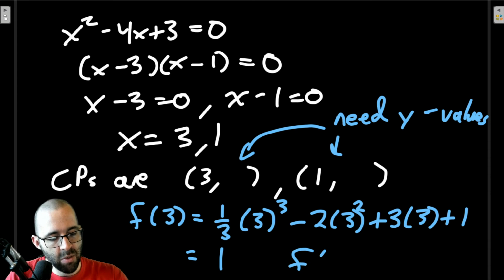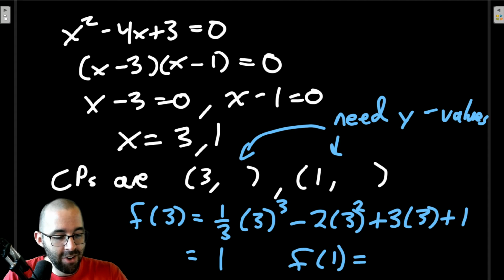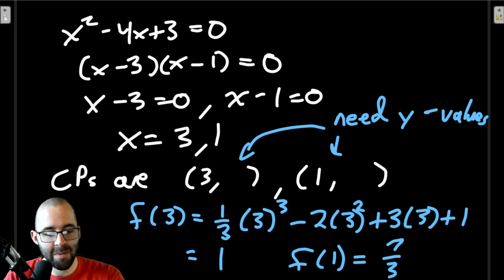We do the same thing: we're going to plug 1 into our equation. We're going to get 1/3 minus 2 is negative 5/3, plus 3 is 1 1/3. Plus 1 is 2 1/3. I think it's 7/3. You use a calculator though, don't trust my math. All right, so we get the points (3, 1) and (1, 7/3), maybe. There might be a math error in here. All right.